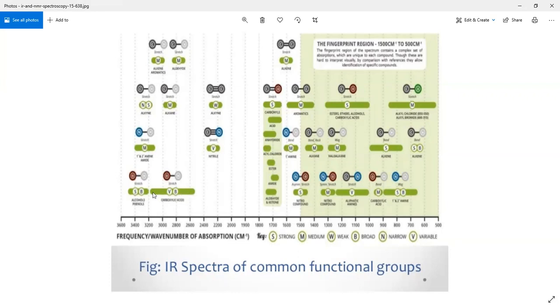But see here, we have the stretching area that goes for carboxylic acid between the 2600 to almost 3200. So they go variable, and it can be very broad. So basically it will be a very big area here, okay, coming down.